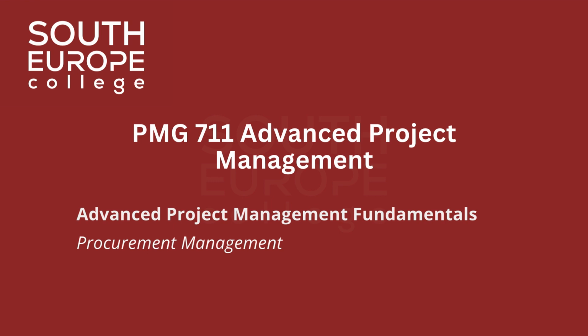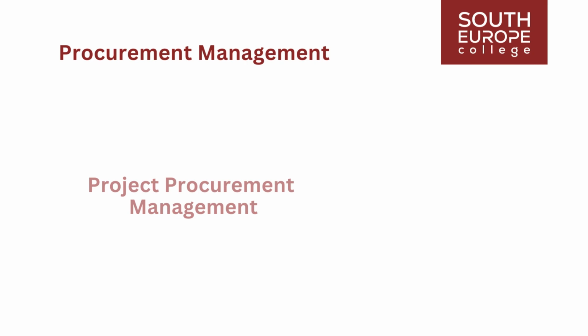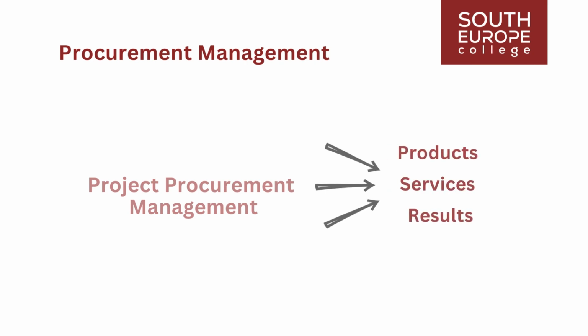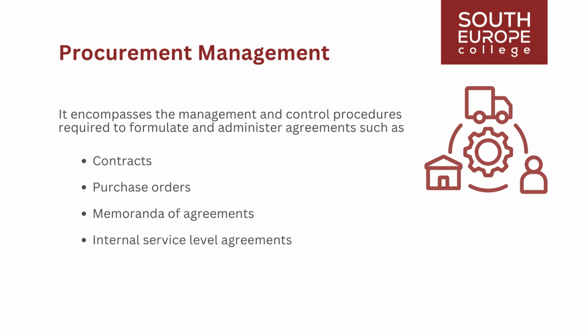This lesson on Advanced Project Management Fundamentals will cover procurement management. Project procurement management involves the necessary processes to acquire products, services, or results from external sources beyond the project team. It encompasses the management and control procedures required to formulate and administer agreements such as contracts, purchase orders, memoranda of agreements, or internal service level agreements.